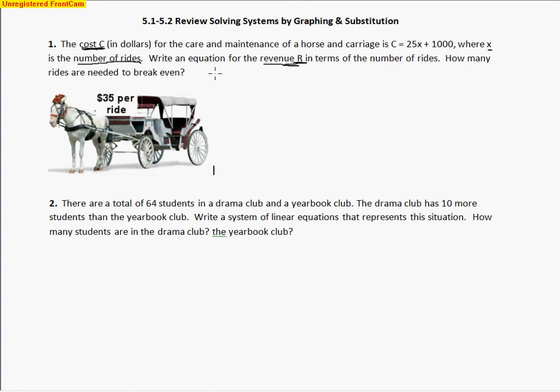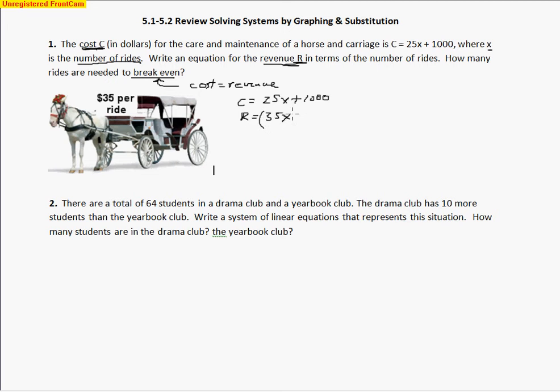So we want to find out how many rides are needed to break even. Break even means what the two lines share. So this is going to be where the cost equals the revenue. That's what we're going to try finding. So let's write that cost equation out. Cost is 25x plus 1,000. And the revenue equation is, and this says $35 per ride. That's what you make right there. So 35x. So we want to find when they break even. That's when the cost is equal to the revenue.